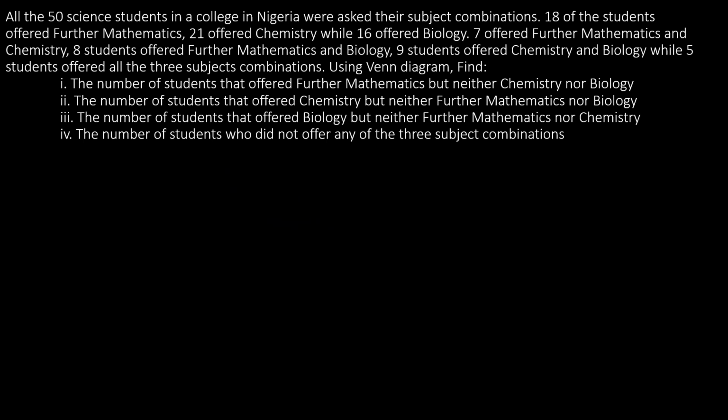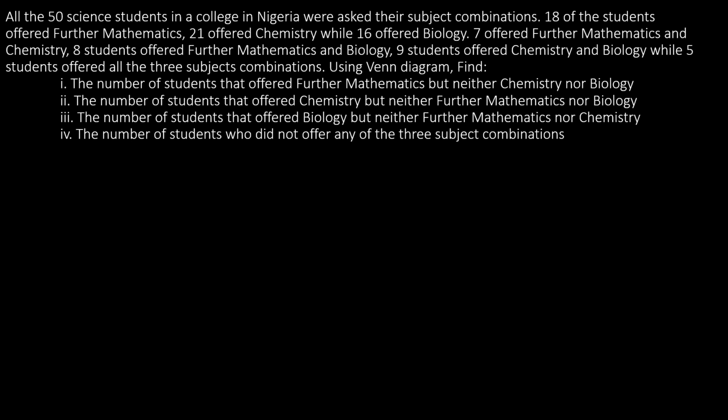This is our first question under three sets. I have the question that says that all the 50 science students in a college in Nigeria were asked their subject combinations. 18 of the students offered further mathematics, 21 offered chemistry, while 16 offered biology. 7 offered further mathematics and chemistry, 8 students offered further mathematics and biology, 9 students offered chemistry and biology, while 5 students offered all the 3 subject combinations.